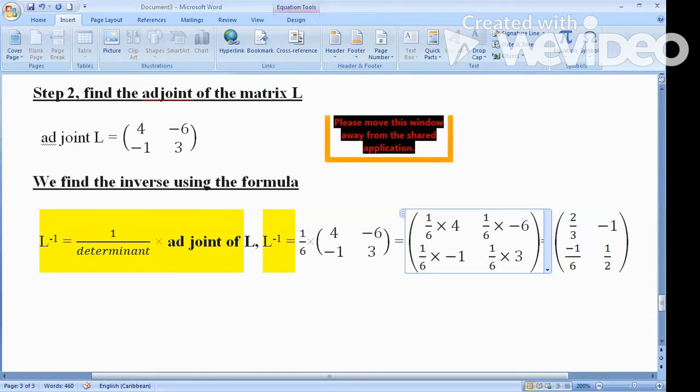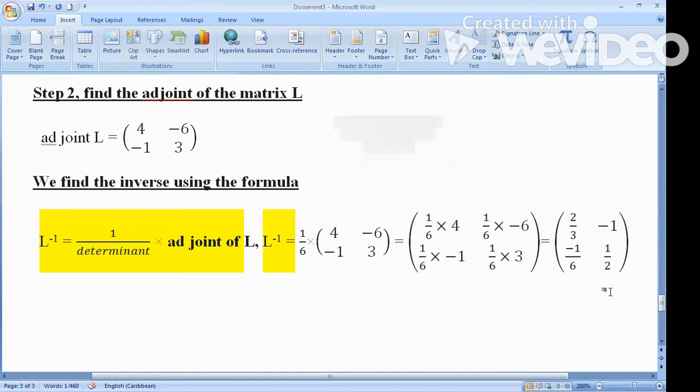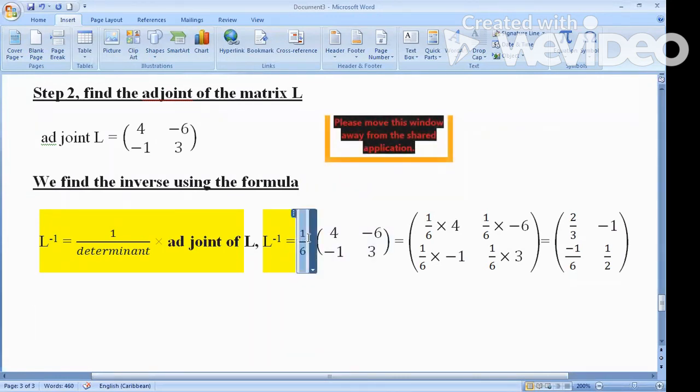Understood. All right. Another last point: sometimes you can leave your answer like this, as you see what I have highlighted in blue. You don't have to work it out all the time. But when I'm introducing it to you, I would want you to work it out. There are times when it's not really necessary to multiply the 1 over things.